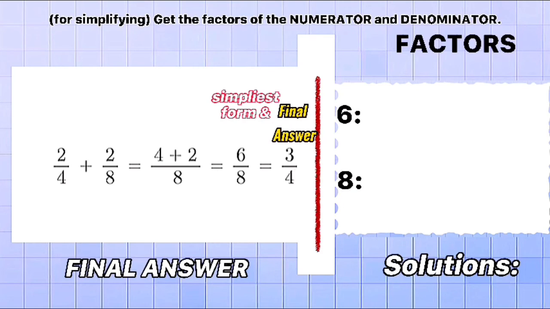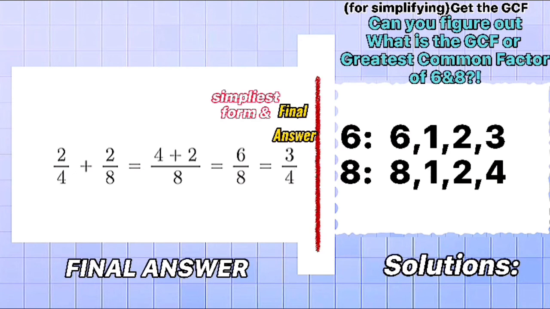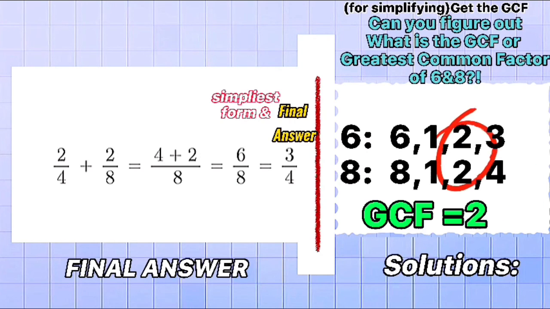6 has factors of 6 and 1 because 6 times 1 is 6, and 2 and 3 because 2 times 3 is 6. 8 has factors of 8 and 1 because 8 times 1 is 8, and 2 and 4 because 2 times 4 is 8. Now, can you figure out what is the GCF, or greatest common factor, of 6 and 8? Yes, you're right. It's 2.